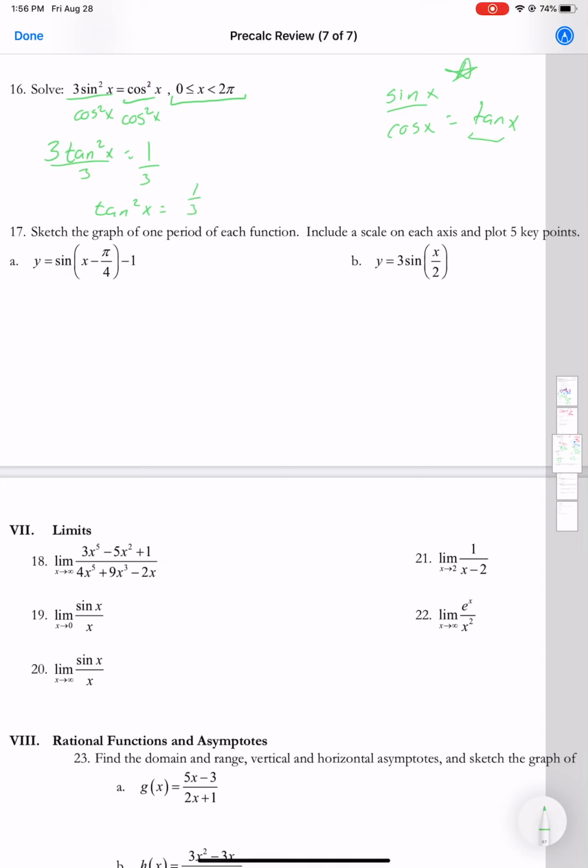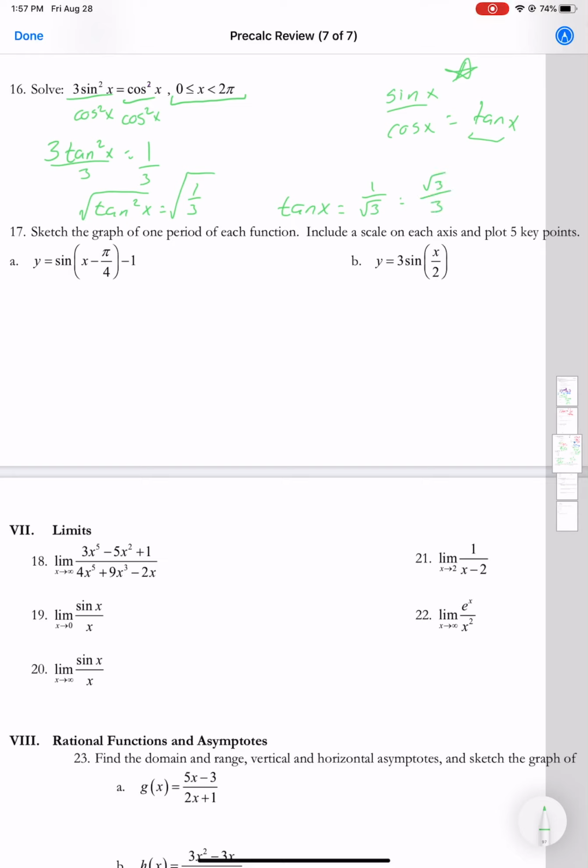And then to make it just tangent instead of tangent squared, let's take the square root of both sides. So then we'll be left with tangent of x equals, let's see, square root of a fraction, we just split it up. The square root of 1 is 1. We can't simplify the square root of 3. So tangent of x equals 1 over the square root of 3, or if we rationalize the denominator, that would be the square root of 3 over 3.